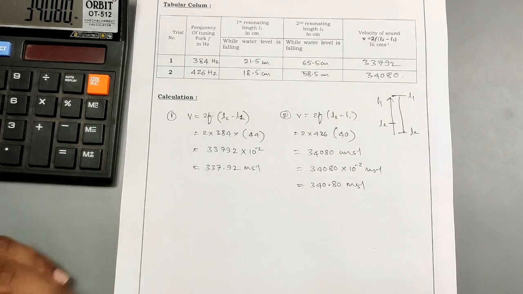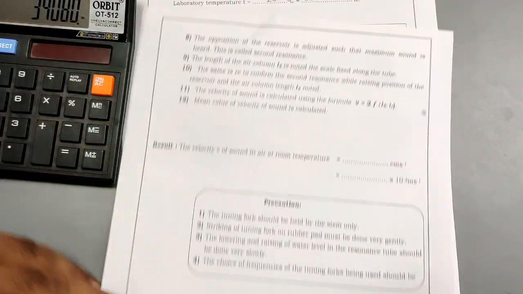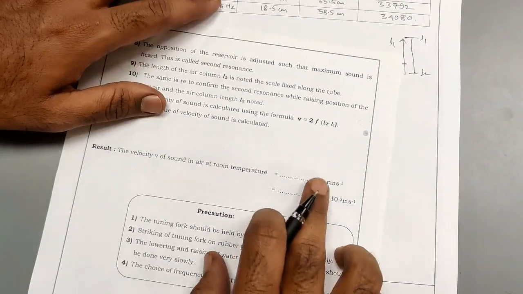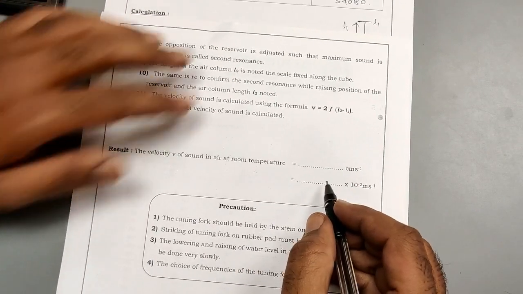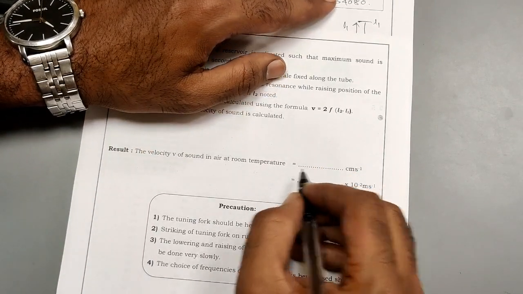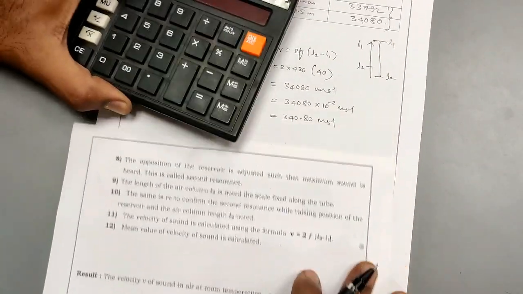Correct? So next, we have to write the result now. Okay, we'll go for the result. See, for the result we have to write both centimeter per second as well as meter per second. These are in centimeter per second. Right? You have to take the mean of this. Calculate the mean of these two. Right? So what is the mean?